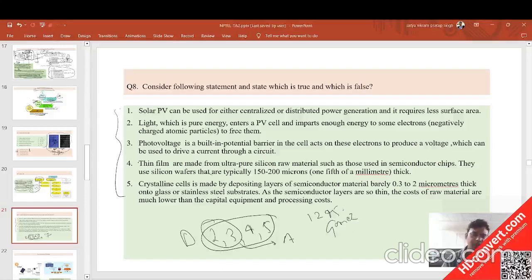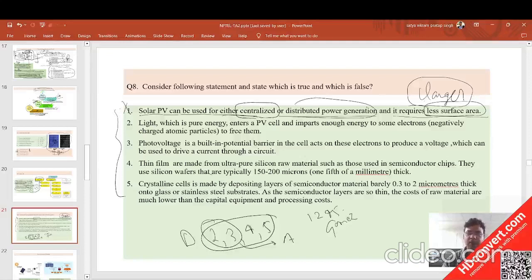Okay, let me come to the solution part. First, let's see the first question. It's saying that solar PV can be used for either centralized or distributed power generation, and it requires less surface area. First will be false. Why? Because it requires a large surface area to capture a larger amount of solar light. It can be centralized or distributed, but it requires the larger surface area. So the first option is false.